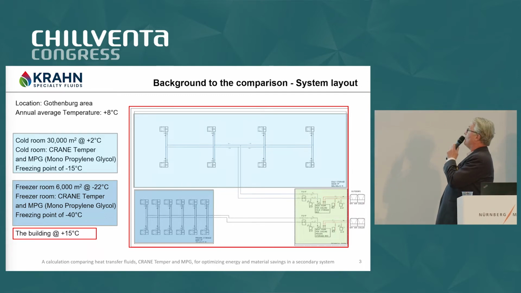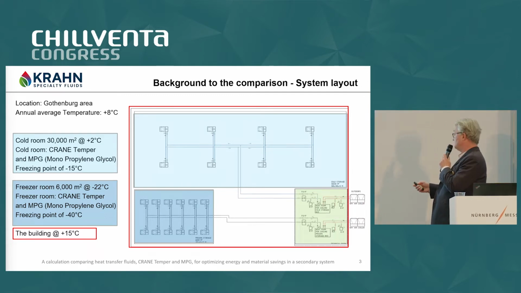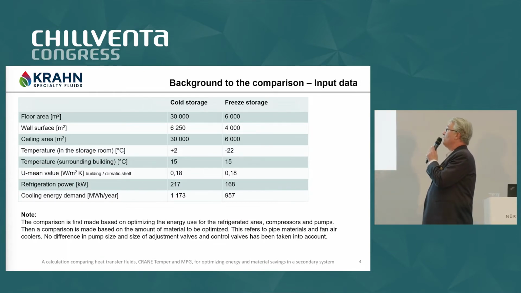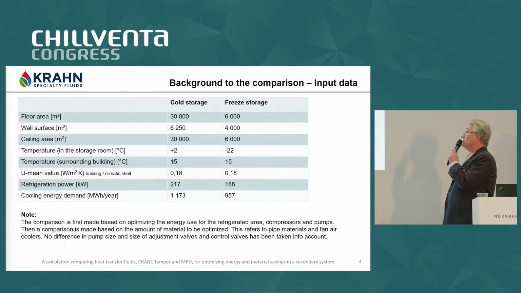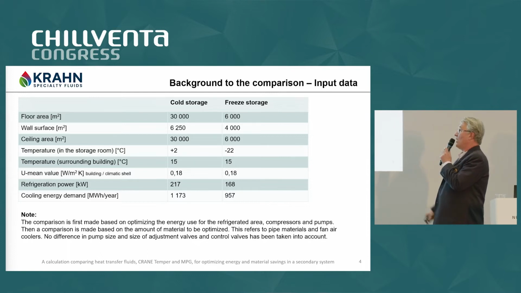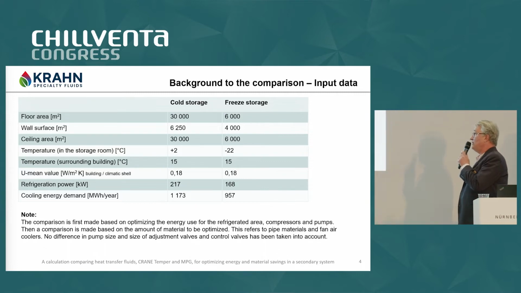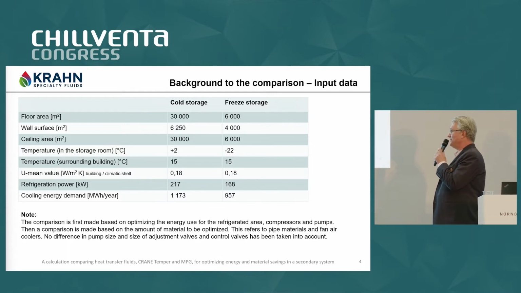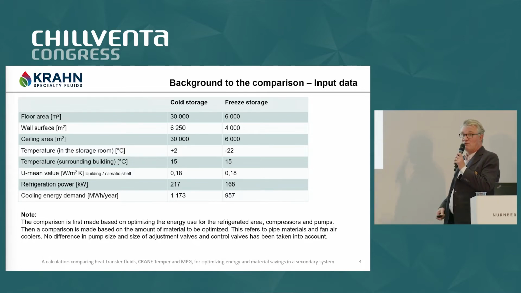So here is how the plant is looking. As I said, the cold storage has an area of 30,000 square meters, and the surrounding temperature in the building is 15. We have an installation mean value of 8.18, and refrigeration power of 217 or 168 respectively. And this is the base of what we're making the calculation from.